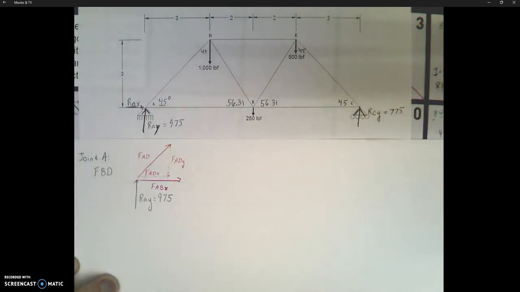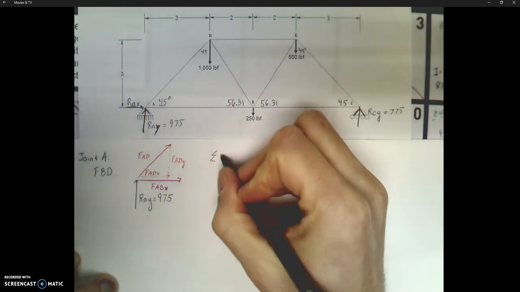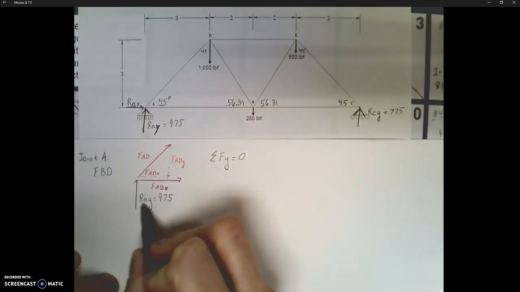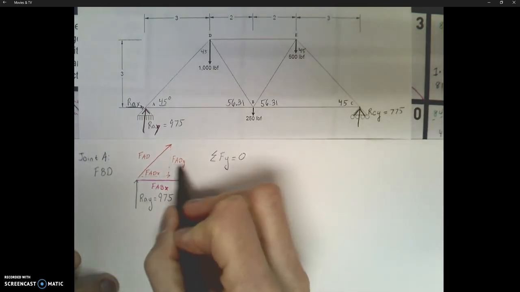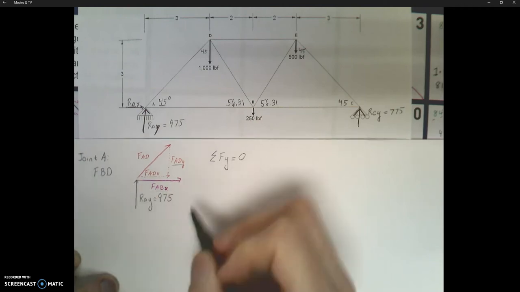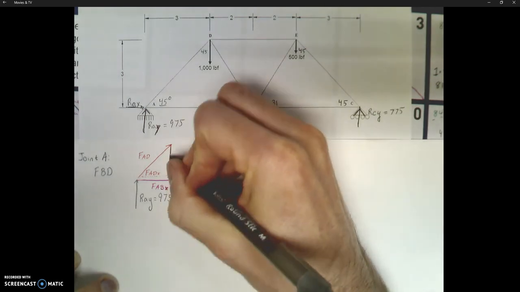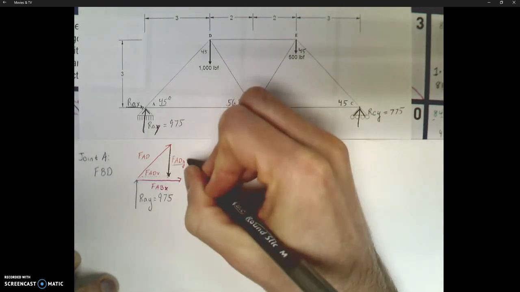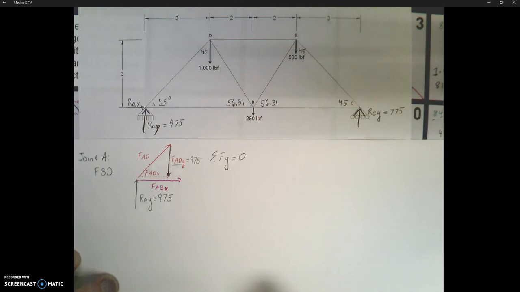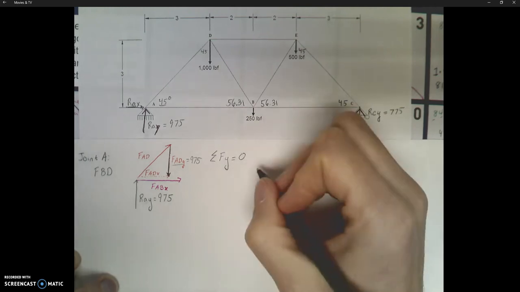The reaction force at pin A in the X direction, we missed it in the moments, but that's equal to 0 because when we look at the big picture, there are no other forces in the X direction. So we calculate the sum of all the forces in the Y direction equals 0. In this case, we only have two: the reaction force at pin A in the Y direction, and the force of AD in the Y direction. The sum of them equals 0. Since reaction force A in the Y direction is 975 up, the force ADY has to be 975 down.